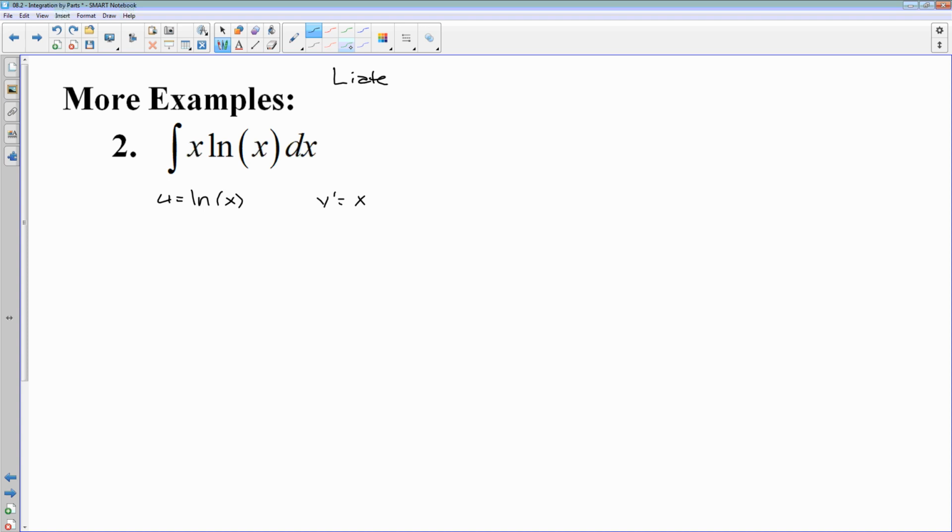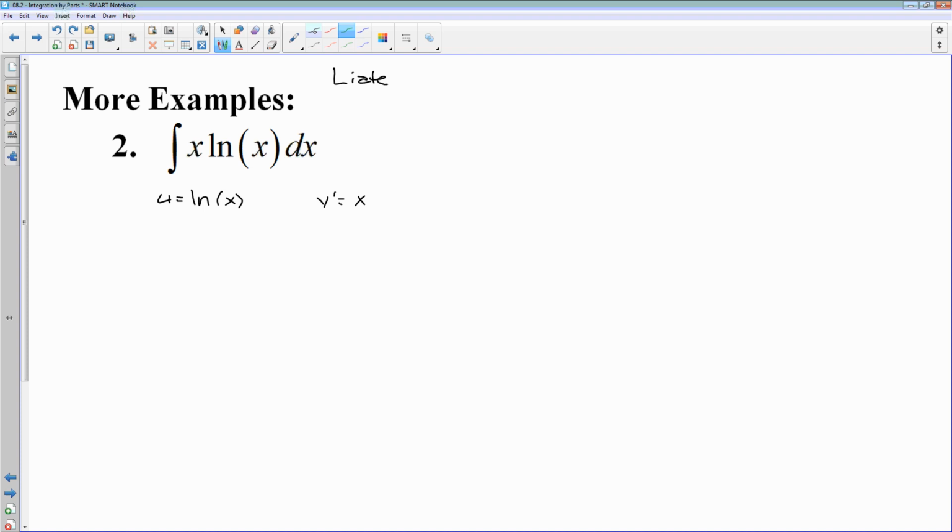Now, one thing that you need to be aware of, when you're choosing your u and v prime, when you multiply these two things together, they have to multiply to give you your original function. And they do. If I did ln x times x, it does give me my original function. So you have to make sure that everything is down here in your u and v prime.